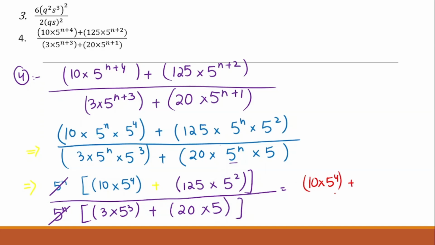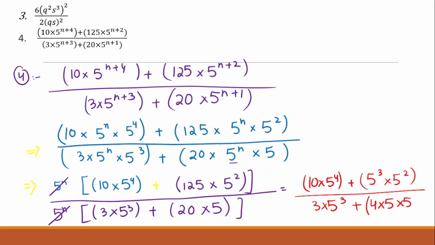if you see, 125 is 5 to the power cube, right? So I can replace 125 by 5 to the power 3 multiplied by 5 to the power square, similarly divided by 3 multiplied by 5 to the power cube plus, and instead of 20 I can write 4 multiplied by 5 multiplied by 5, right? Because 4 multiplied by 5 is 20, right? So I can replace 20 with 4 multiplied by 5.